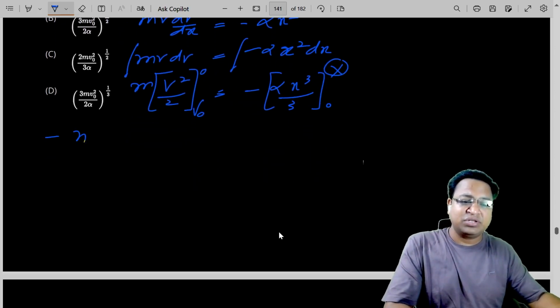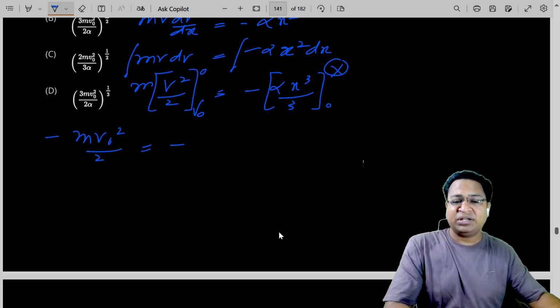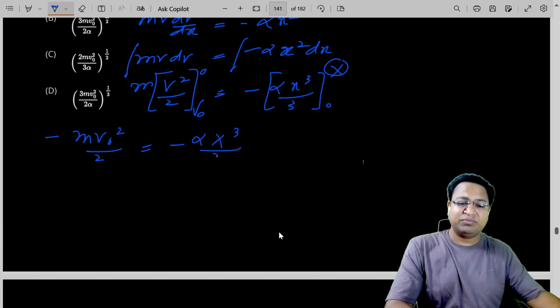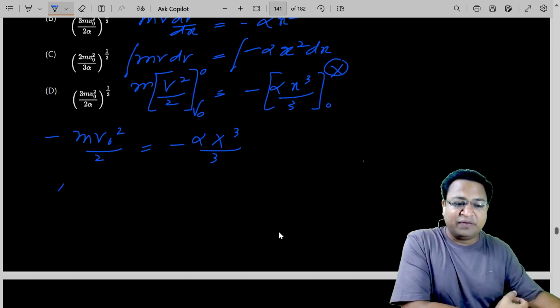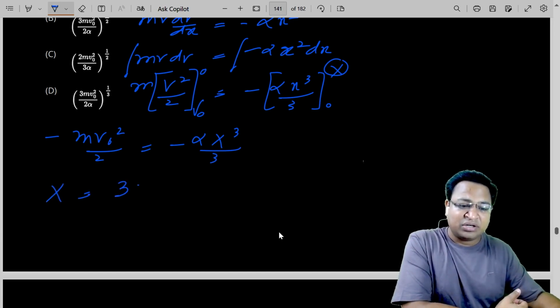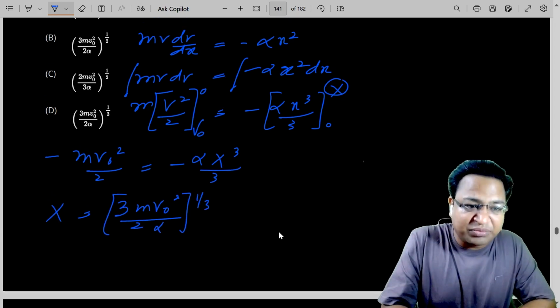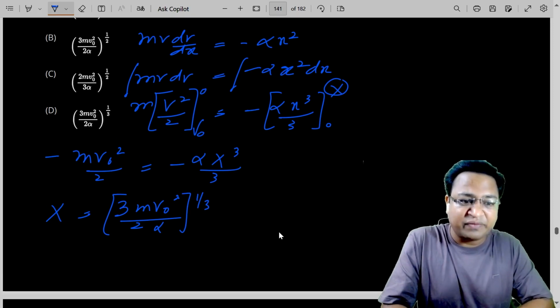So it will become 0 minus m v naught square by 2 is equal to minus alpha capital X cube by 3 minus 0. So from here, we can find the value of X as 3m v naught square by 2 alpha, this entire thing raised to power 1 by 3. So let's see if we have an option like this, 3 m v naught square by 2 alpha raised to power 1 by 3.